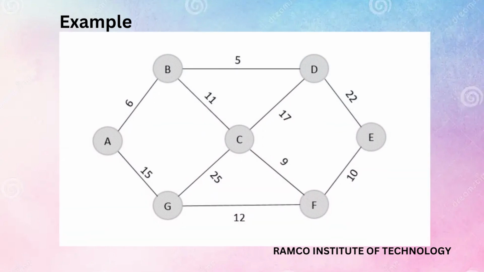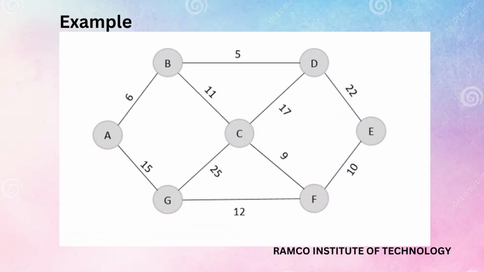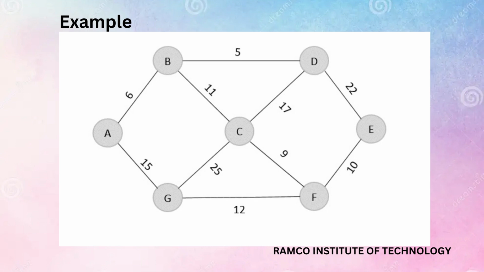This is the graph. We are going to find out the minimum spanning tree by using Kruskal's algorithm. This graph is having 7 vertices A, B, C, D, E, F and G. So from this graph, we are going to find out the minimum spanning tree by using Kruskal's algorithm.